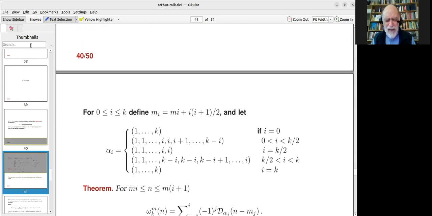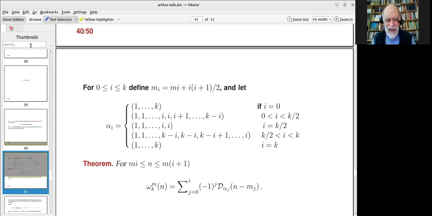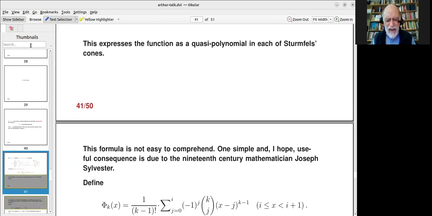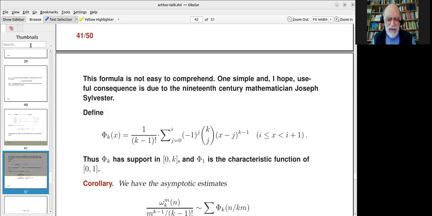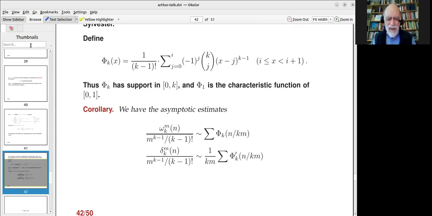Anyway, the formula is this: I attach denumerants. The denumerants are defined in terms of certain arrays of a's, and I get K of those, K different arrays, and for each one of them, I get a different denumerant. And the formula for the weight multiplicities involves the denumerants in different ranges. This gives you a quasi-polynomial in each one of the ranges that Sturmfels' theorem tells you about. It's not easy to comprehend, as I say. But it was Joseph Sylvester who found an asymptotic expression as m goes to infinity, so to speak. Then I get that it's actually locally polynomial in each one of the ranges. And that's an extremely beautiful fact. Again, it's a very deep fact, actually.